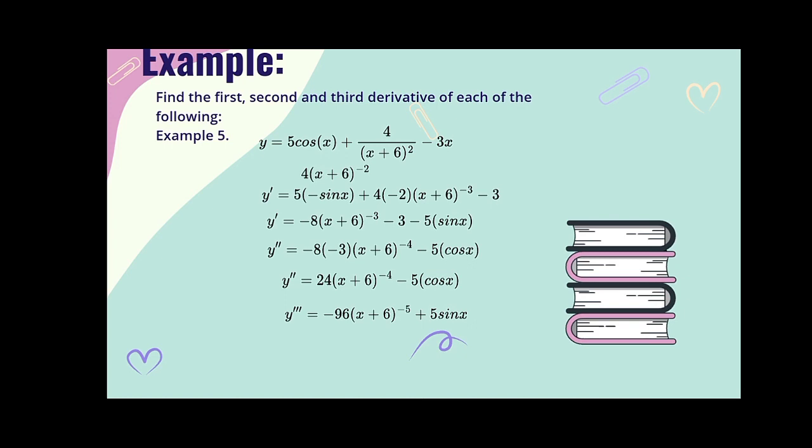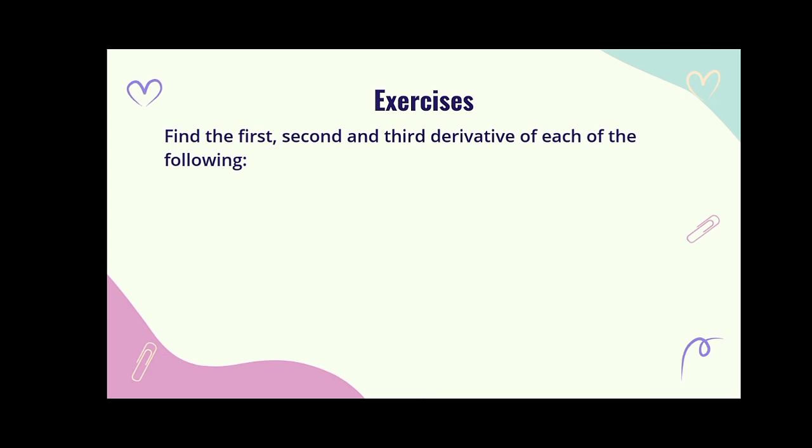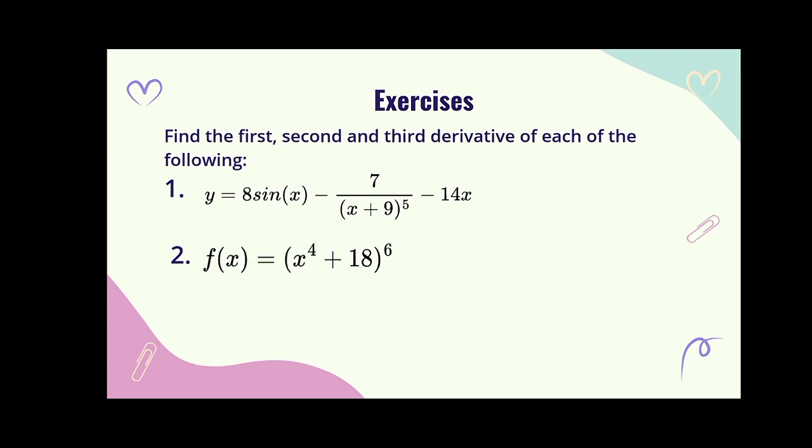I hope you all understand and grasped this lesson. So for your exercises, find the first, second, and third derivative of each of the following. Number 1, y is equal to sine of x minus 7 over x plus 9 raised to 5, minus 14x. You can use in exercise number 1 the example number 5, and for number 2, the function f of x is equal to the quantity of x raised to 4 plus 18 raised to 6. You can use example number 3.